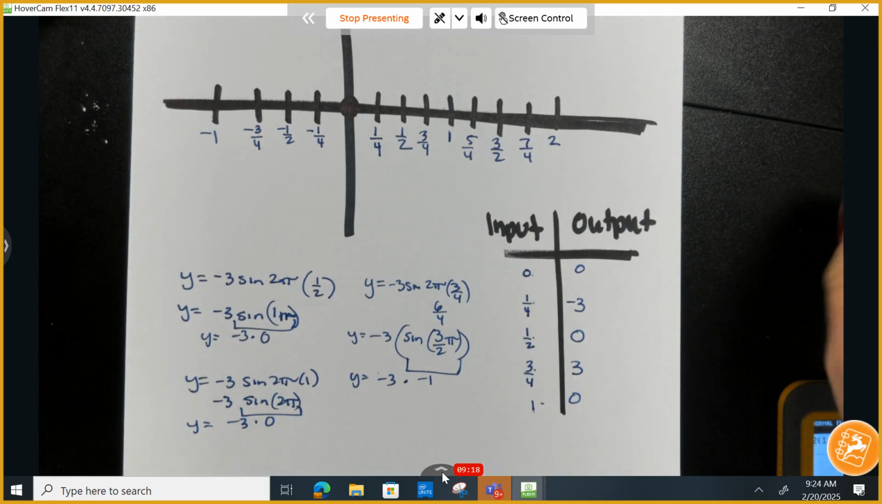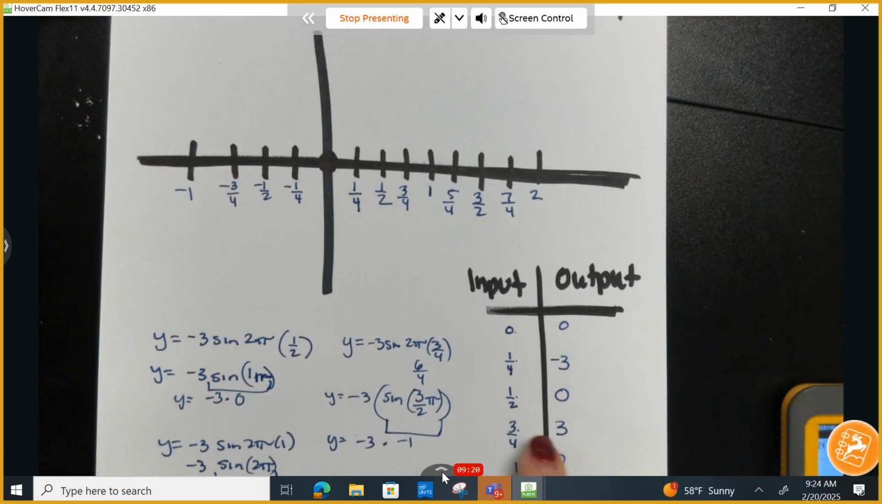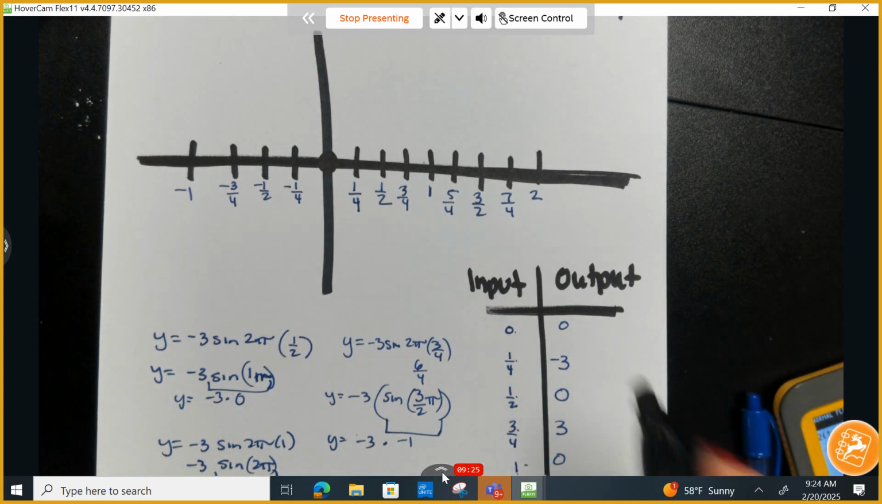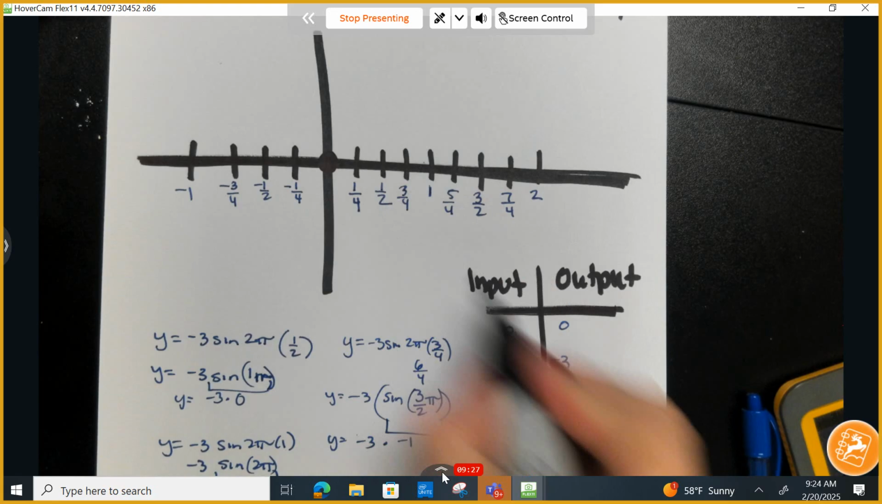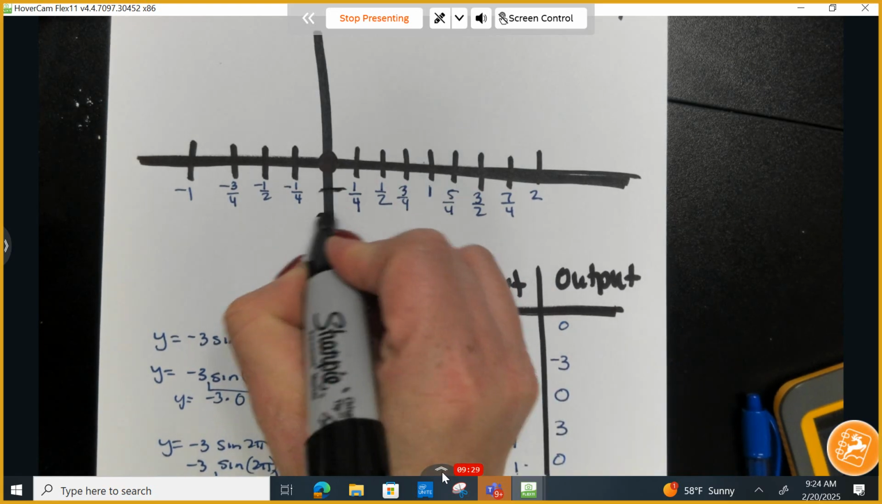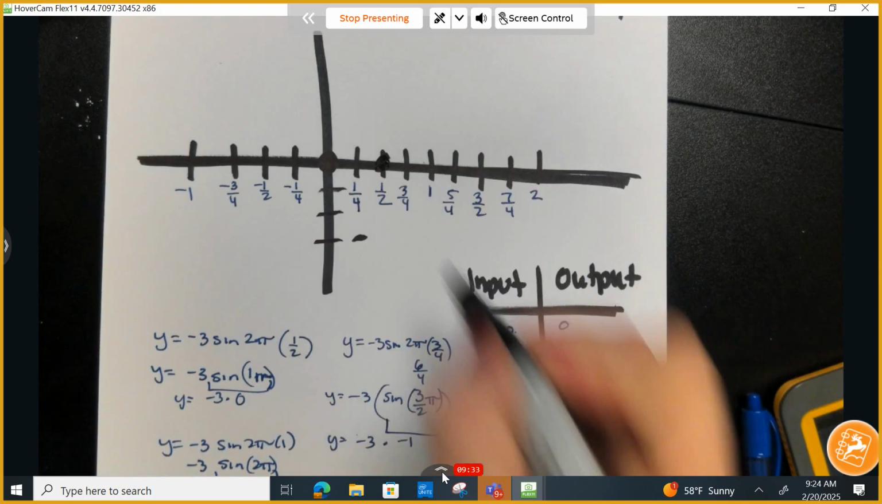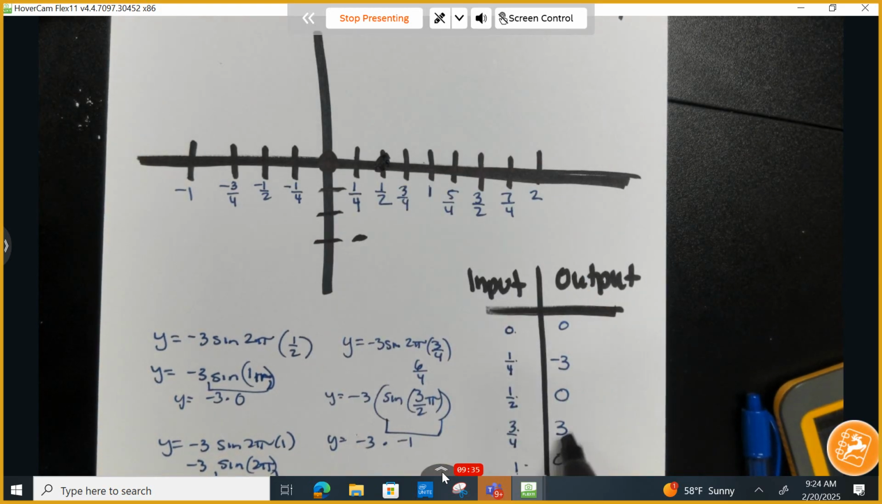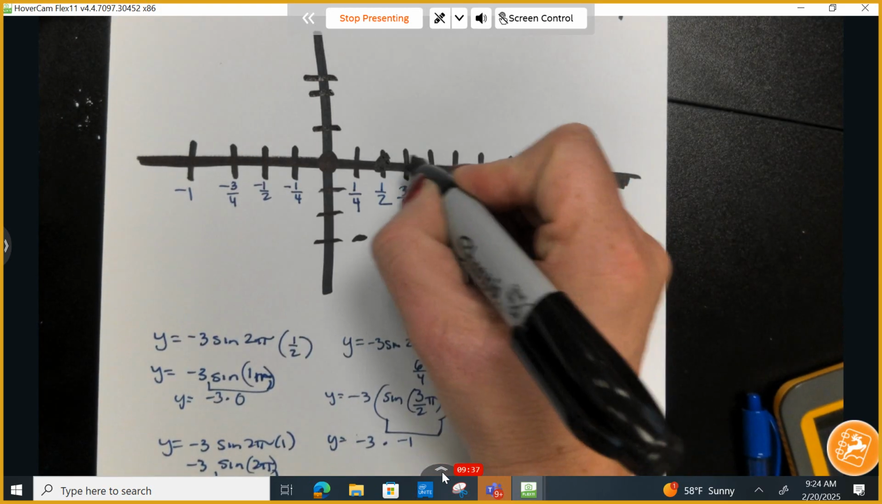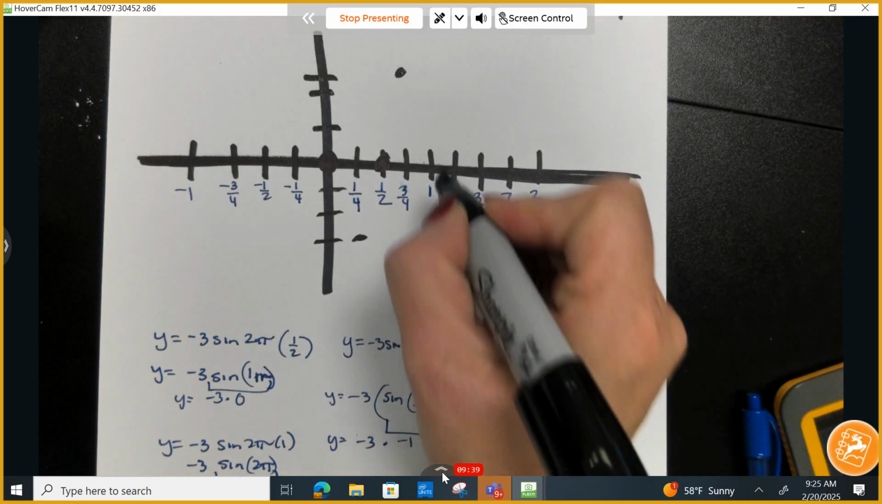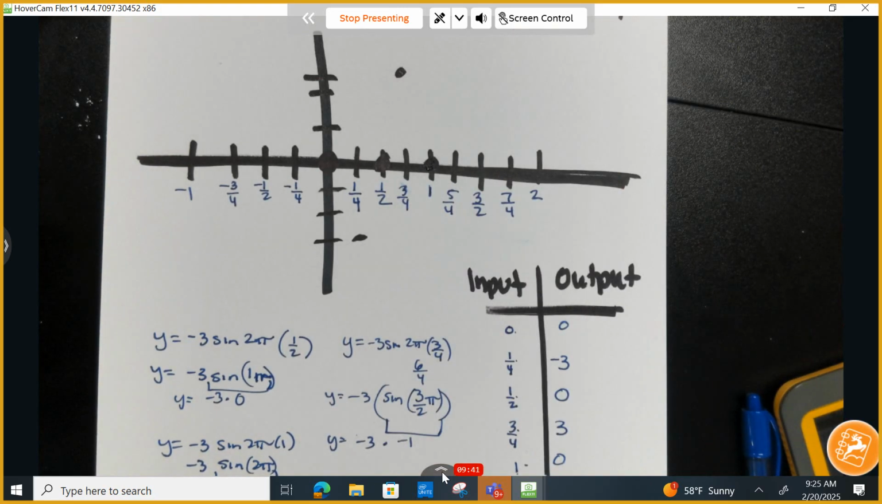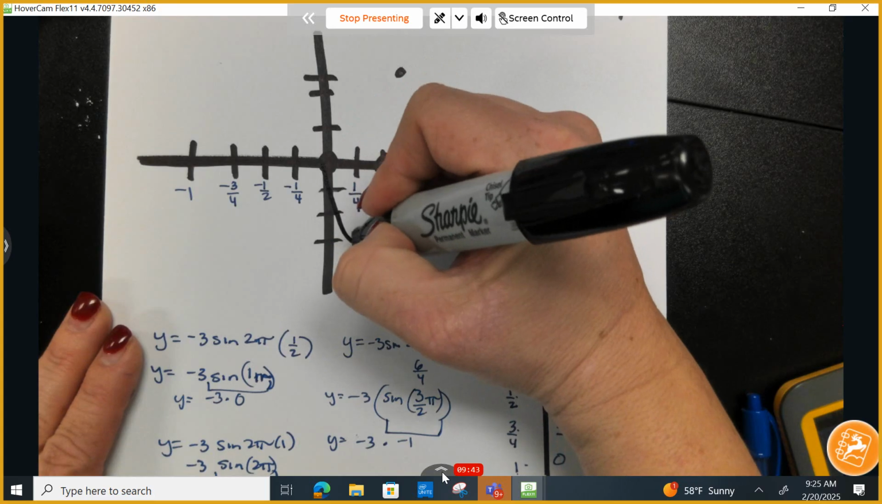Those output values tell me at each one of these input locations where to go, above or below or on the x-axis. So I'm going to go to 1/4, and I'm going to go down 3. 1, 2, 3. I'm going to go to 1/2, and I'm going to stay on the x-axis. I'm going to go to 3/4, and I'm going to go up 3. And I'm going to go to 1, and I'm going to be on the x-axis. So I'm going to connect these, making sure that I have a curve.